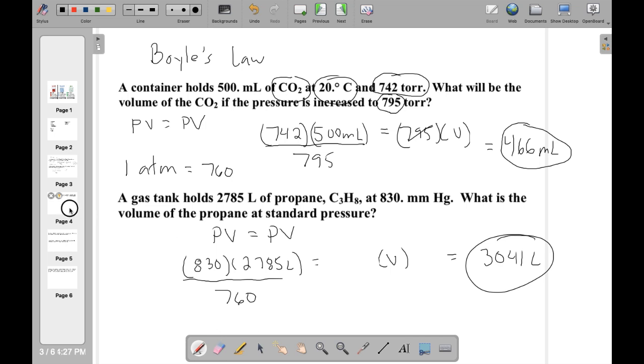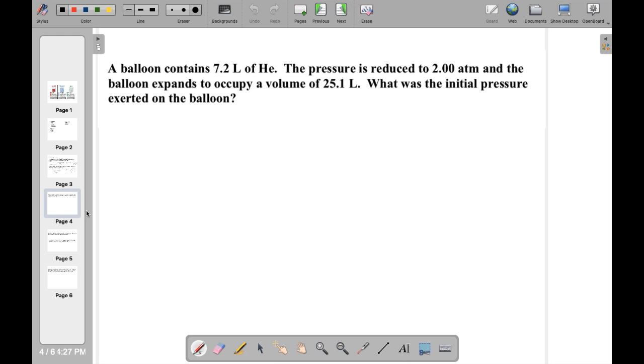Okay, moving down to the last example of Boyle's law. A balloon contains 7.2 liters of helium. The pressure is reduced to 2 atmospheres, and the balloon expands to occupy a volume of 25.1 liters. What was the initial pressure exerted on the balloon? So I don't know the pressure here. Sometimes being able to solve these problems is more about being able to read the problem and understand what they're asking.